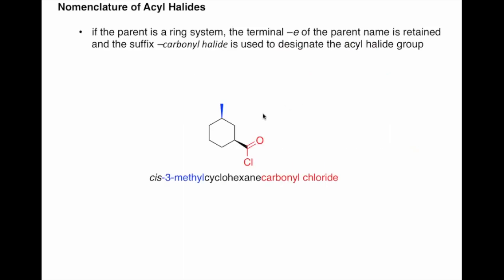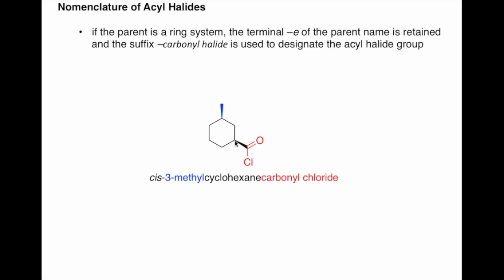When naming acyl halides that are attached to a ring, as shown in this case, the terminal E of the parent name is retained. In this case, the parent name is cyclohexane. And notice that E is retained. After the E of cyclohexane, or whatever the parent is, the term carbonyl halide is added. In this case, it's a chloride, so we add carbonyl chloride to it. And then any substituent attached to the ring would be placed out front of that name.